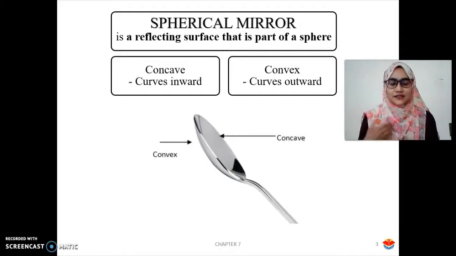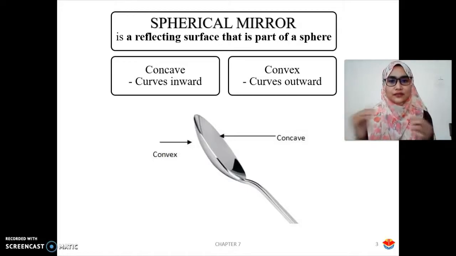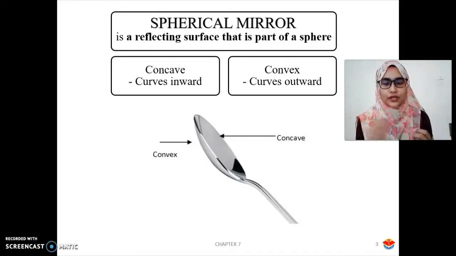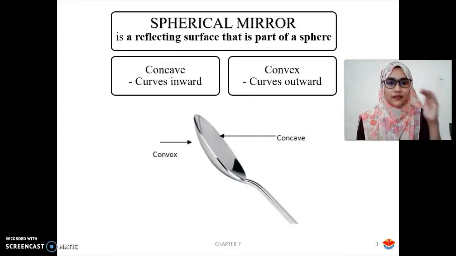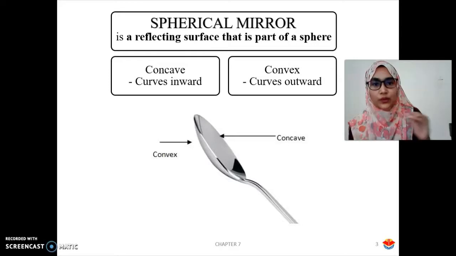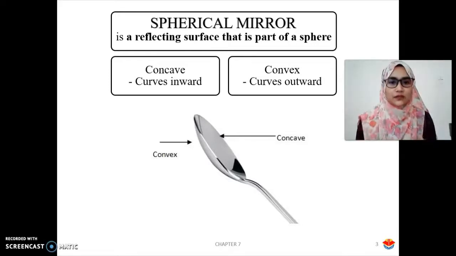Let's use a spoon. If you're looking from the left hand side, you can see that the surface of the spoon is curving outward, so it is a convex. If you look from the right hand side, you see that the surface of your mirror is curving inward. It's like you are going into the cave. Cave is inward, therefore it is a concave shape. Please, you need to be able to differentiate between convex and concave shape.